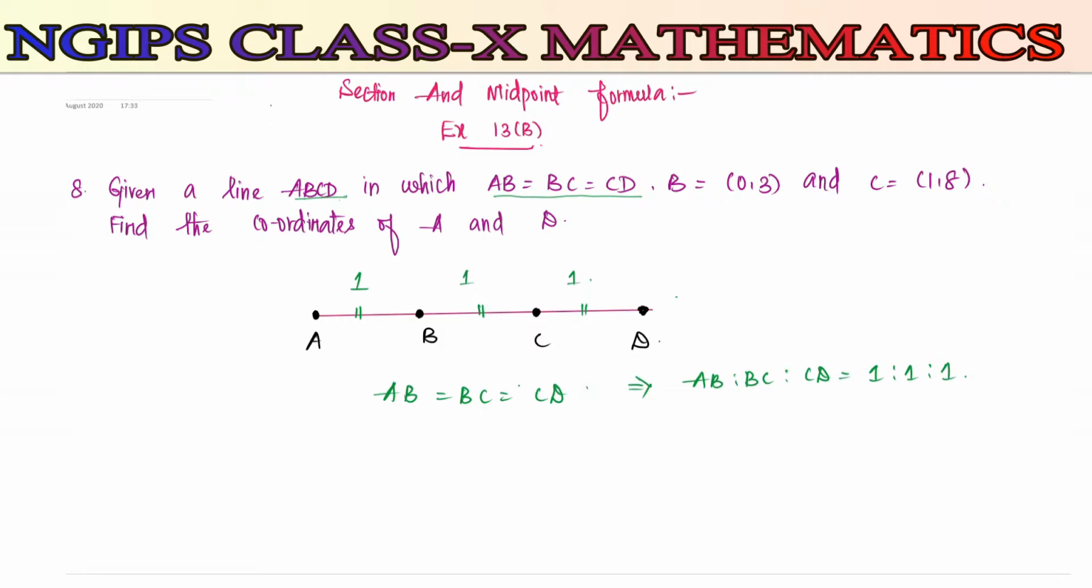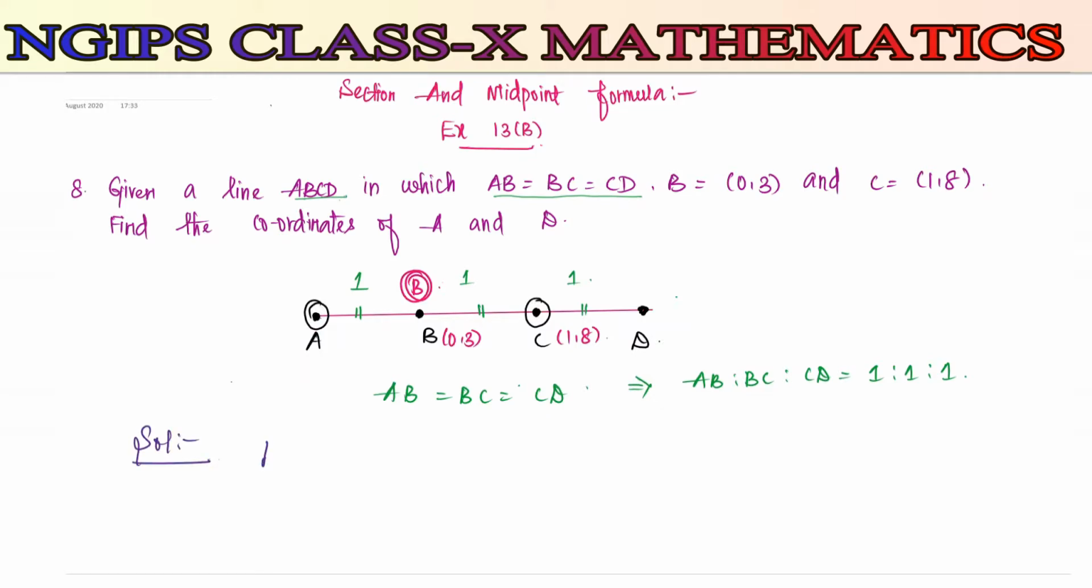Next, they have given the B point as (0, 3) and C as (1, 8). Next we need to find the values of A and D. Now listen carefully. To find A and D, first I will consider B as the midpoint of AC. This B is going to be the midpoint of A and C. Here is the solution.